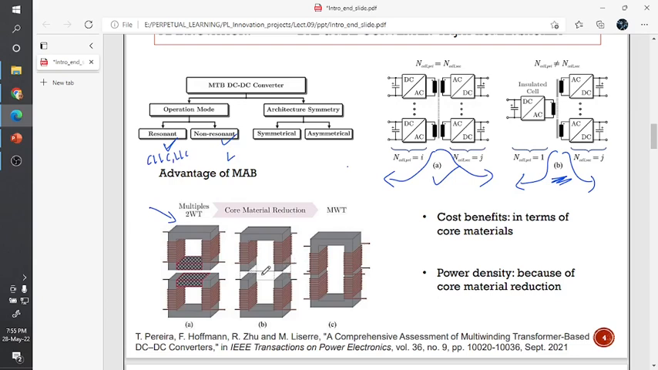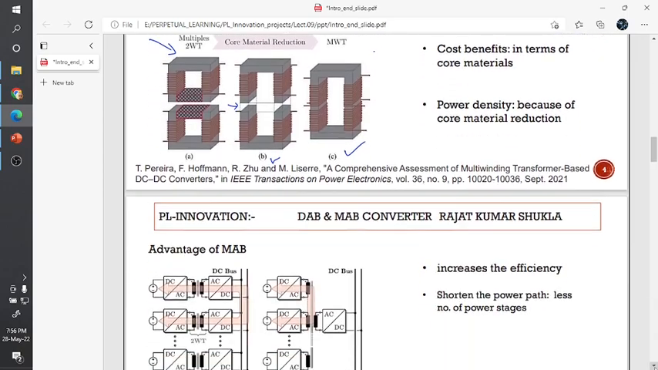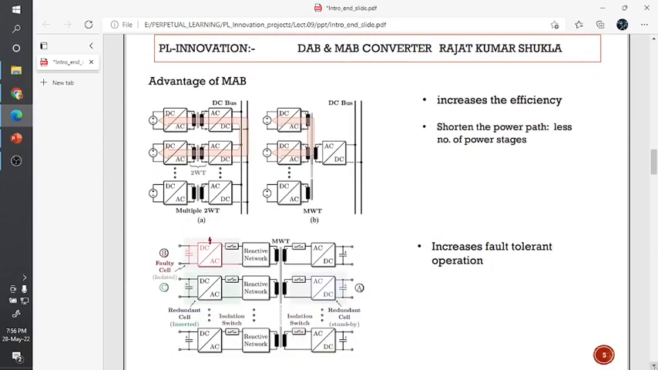So in figure B the core material and space are saved, and you can directly add the upper side and lower side in figure C. What is the profit of this? Cost is saved because the material is not required, and power density also increases because of the core material reduction, so a smaller core size is required. This is another answer for why we use the multi-active bridge converter compared to the dielectric bridge converter.